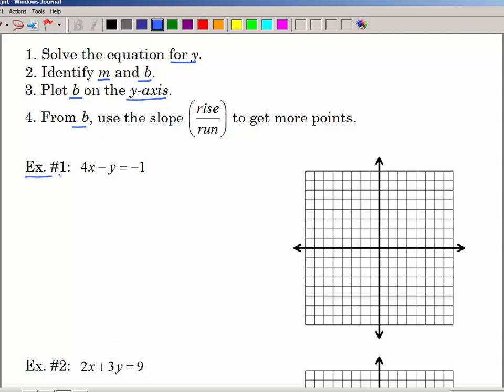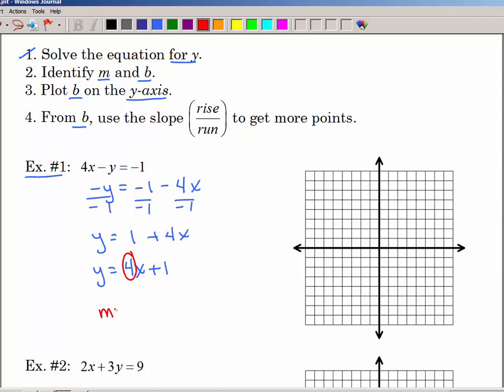So for this first example we're going to solve for y. So let's see, I can move my x over to the other side. And then I need to divide by -1. And I'm going to go ahead and rearrange that and put that in y equals mx plus b form. So m is always the number in front of x, it does not include the x, and b is the other number that's not by x.